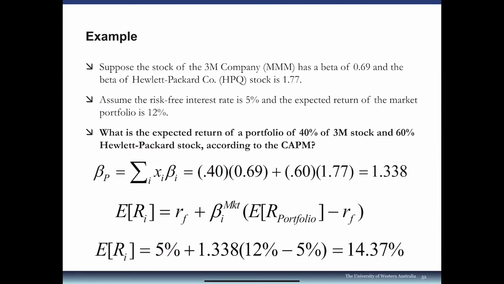Suppose the stock of 3M company has a beta of 0.69 and Hewlett-Packard has a beta of 1.77. Assuming the risk-free interest rate is 5% and the expected return of the market portfolio is 12%, what is the expected return of a portfolio of 3M and HP according to the CAPM? Let's first calculate the beta. This really just shows you that the CAPM can also be extended to a small portfolio as well, right? I have 40% allocated to 3M and 60% allocated to Hewlett-Packard. The individual betas are 0.69 and 1.77 each. So that means your portfolio beta is 1.338. Applying the CAPM formula, the expected return of your portfolio of 3M and HP will be 14.37% according to the CAPM, right?